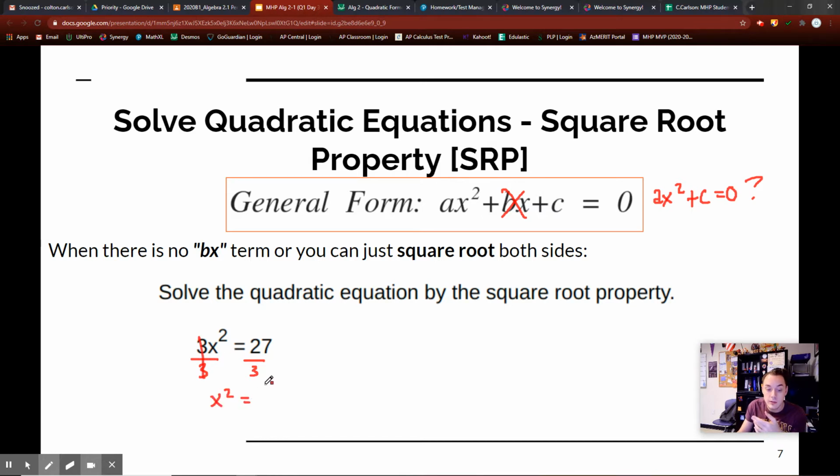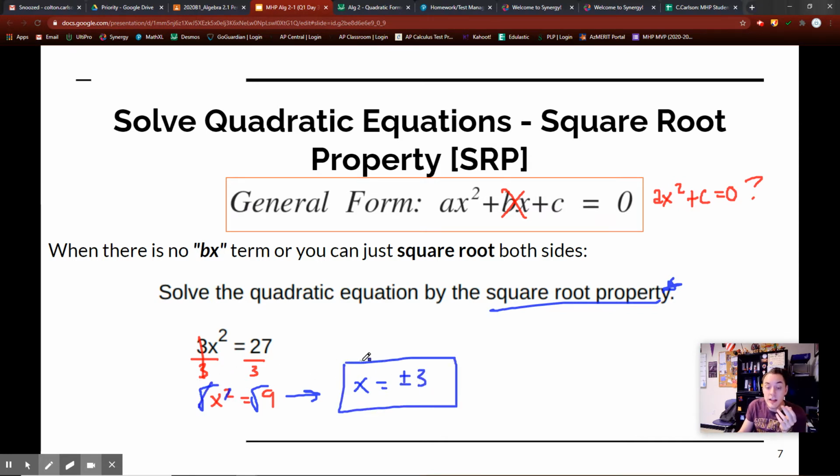So x squared equals, and then this becomes 9. Now what this square root property tells me is that I can take the square root of both sides. So this becomes x equals plus or minus 3. The square and the square root go away, and you better believe it's going to be plus or minus 3. Okay, so basically, what's my b term? My b term is 0. So my a term here is 3, my b term is 0, and my c term would be technically negative 27. Because if I subtracted it over to the other side, I would get negative 27.